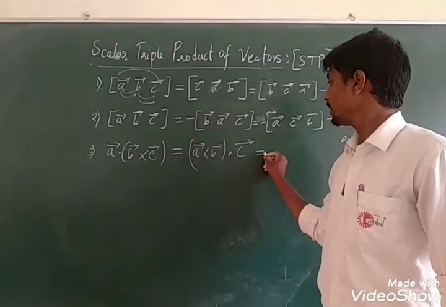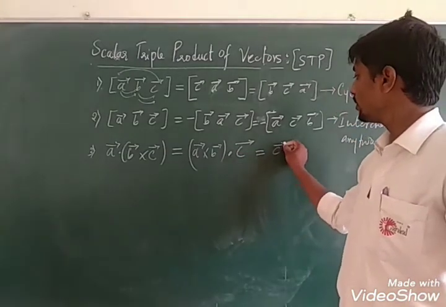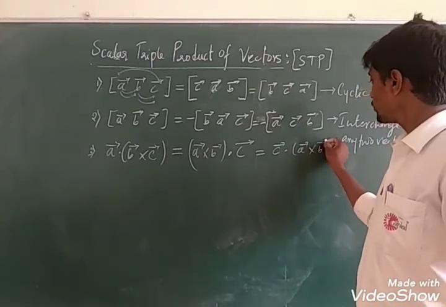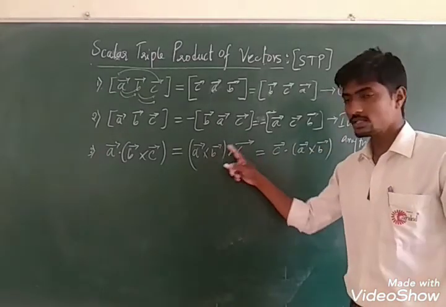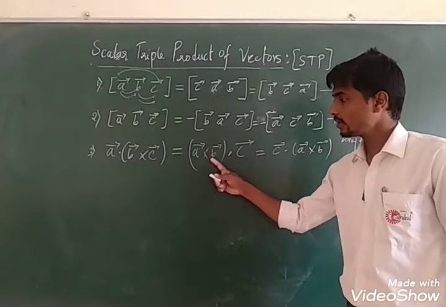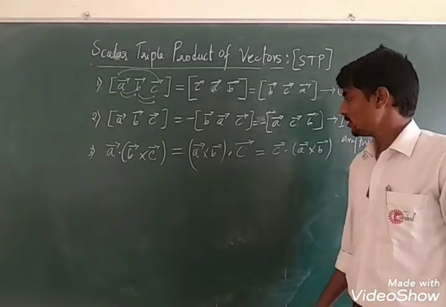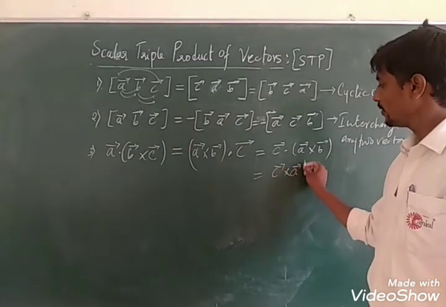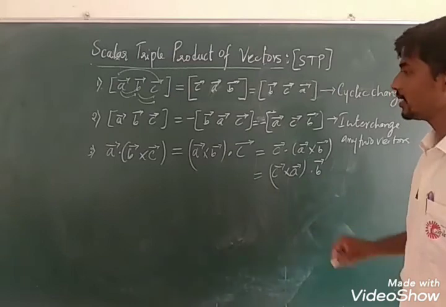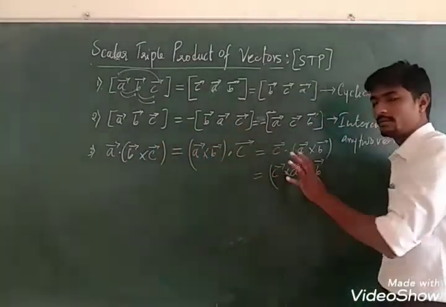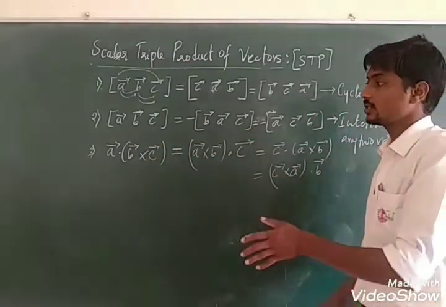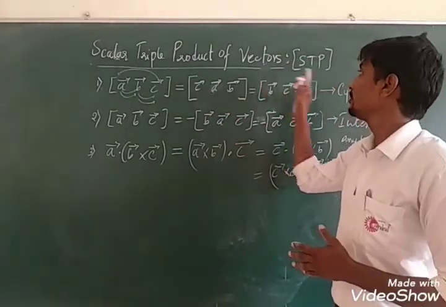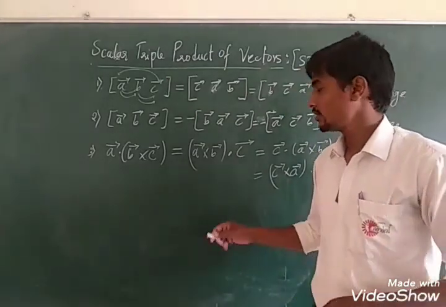Now I can also write this as C dot A cross B, because the dot product is commutative. I can also write this as C cross A dot B. So all these values remain the same. Interchanging the dot and cross product does not change the value of the scalar triple product of the vectors. Okay, so this is another property.